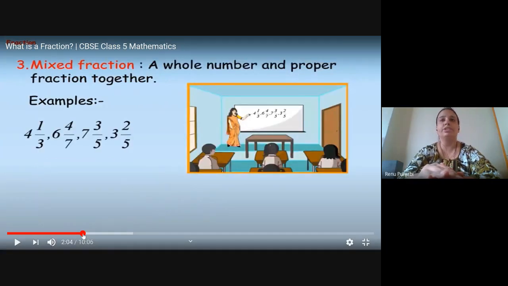Then there is the mixed fraction: a whole number and a proper fraction together. You will get the proper fraction and the whole number both. Here you can see 4. We will read the mixed fraction in this way: 4 whole number 1 upon 3, which means 4 is the whole, and the next part you have written is 1/3.